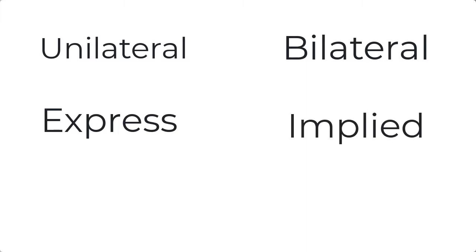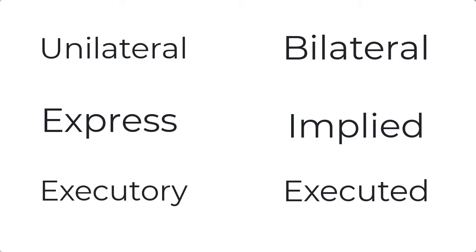Now that you know what a contract is and the essentials, now you have to know what the 6 classifications are. Unilateral, bilateral, express, implied, executory, and executed. Those are the 6 classifications you have to know. Randy, what does a unilateral contract mean?